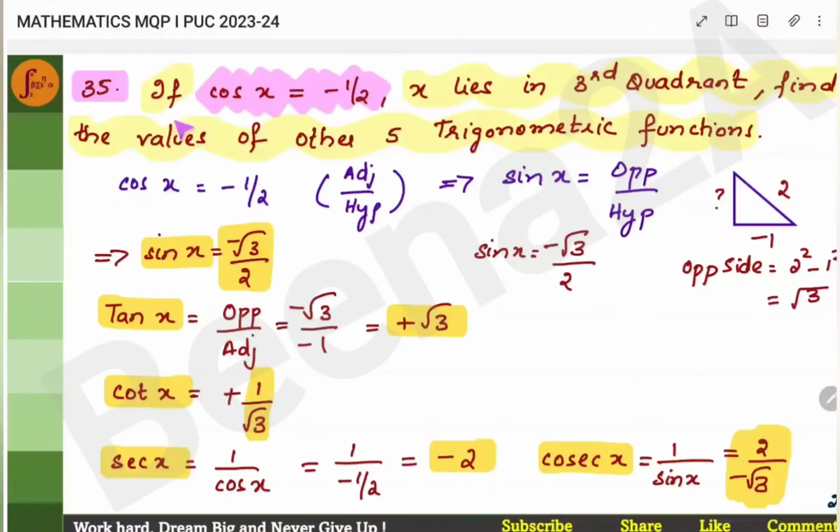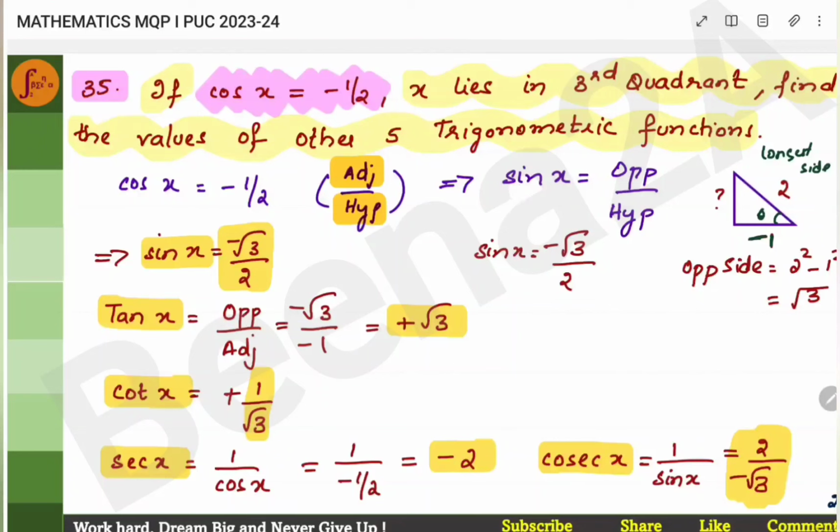35th one. If cos x is minus half, x lies in the third quadrant, find the values of the other 5 trigonometric functions. If cos x is minus half, what is the cos formula? Adjacent by hypotenuse. If this is theta, adjacent is this one or the base, hypotenuse is this one, the longest side. So it's minus half. So minus 1 is the base, 2 is the longest side, like this.